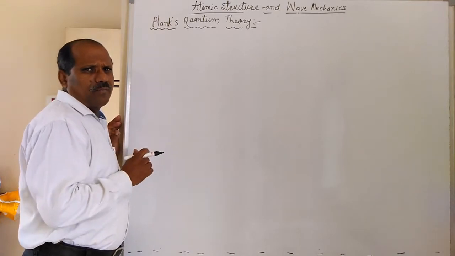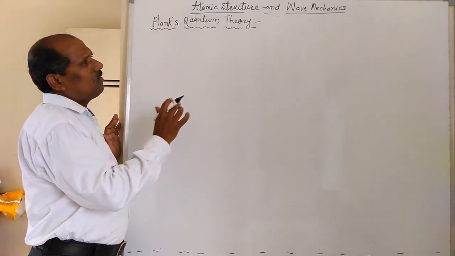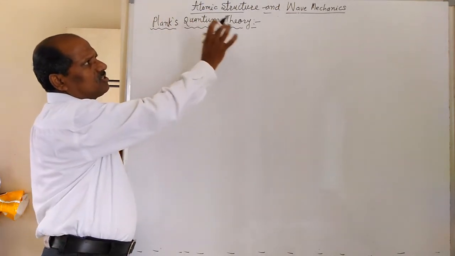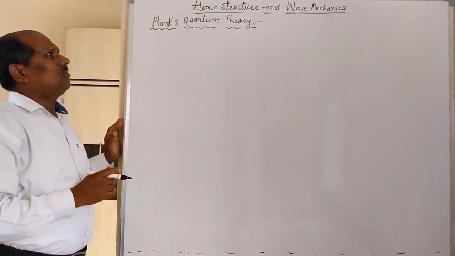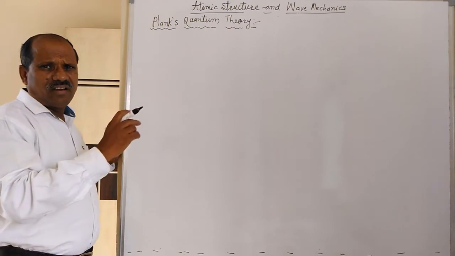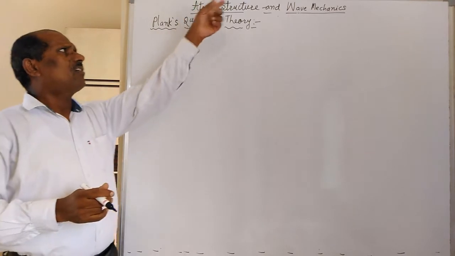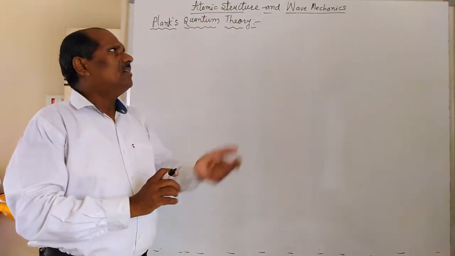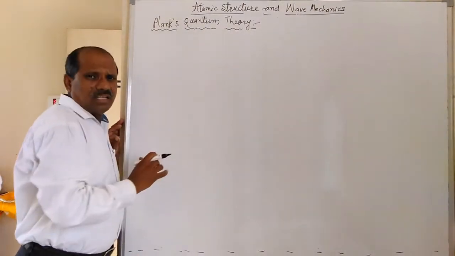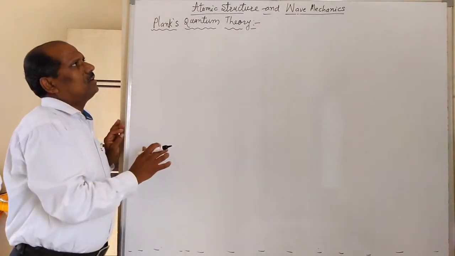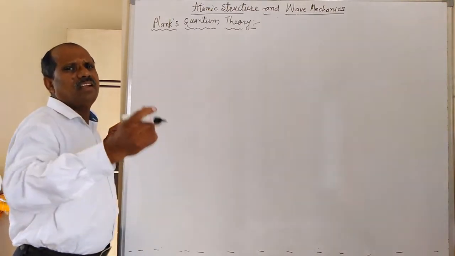Now I am explaining Planck's quantum theory. We have started the chapter atomic structure and wave mechanics. In this chapter we are studying the different theories and concepts related to the atomic structure and the wave mechanics related to it. From the given topic, subtopic, that is Planck's quantum theory, I am explaining in detail.